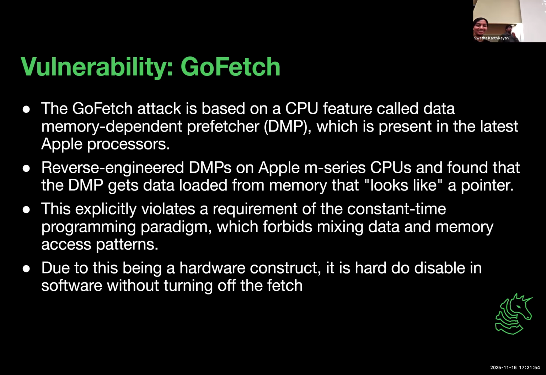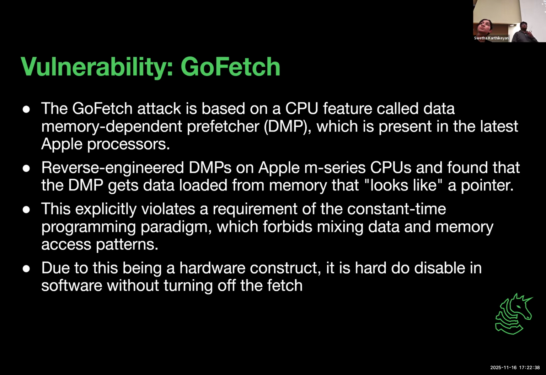Due to this being a hardware construct, it's incredibly difficult to turn off. They found ways to turn this off for M2 and M3 Max by turning off a specific bit that turns on and off this DMP pointer chasing prefetcher. But on M1 Max, it can't be turned off even with firmware updates. So it's probably pretty bad. And on the previous Intel-based Macs, there was another bit you could use to turn off the DMP pointer chasing prefetcher as well. So yeah.